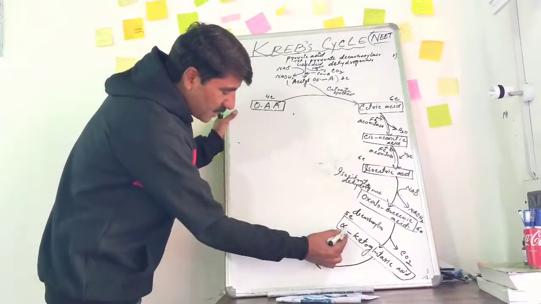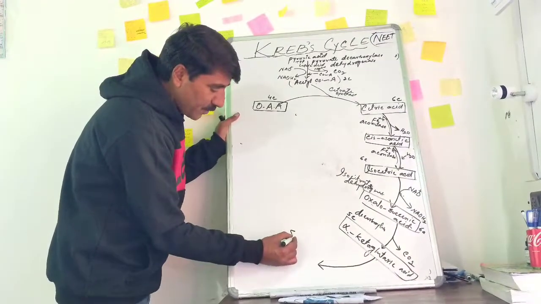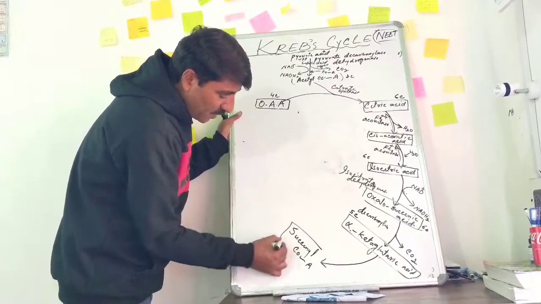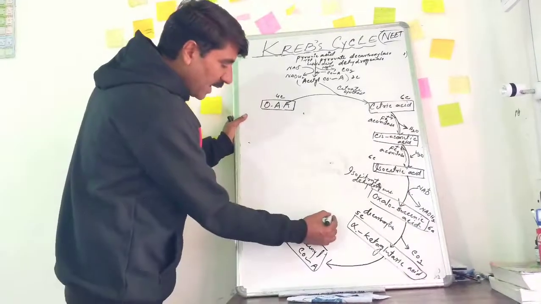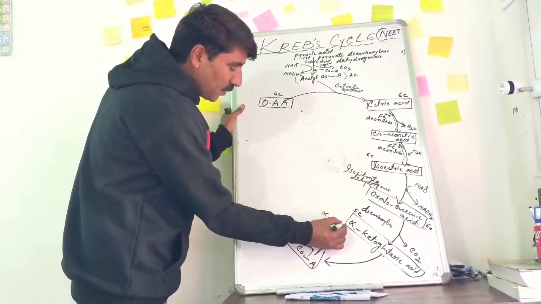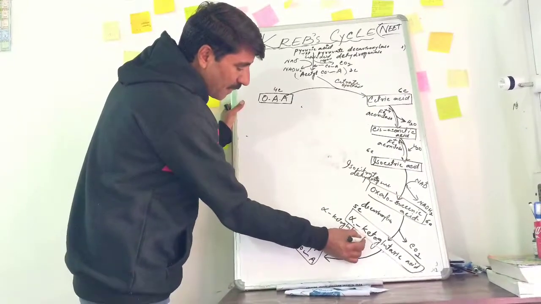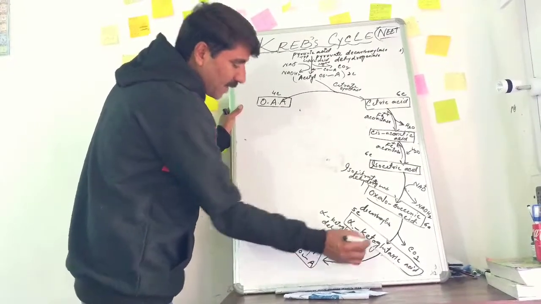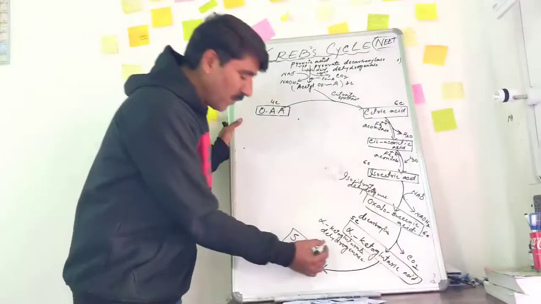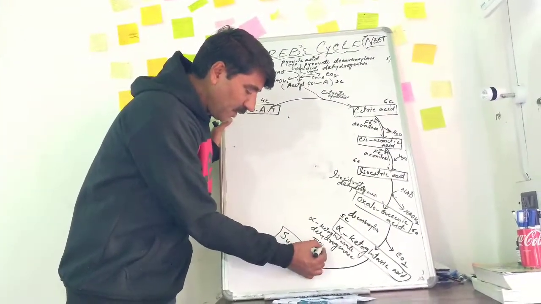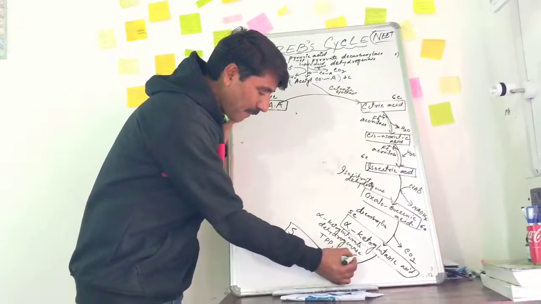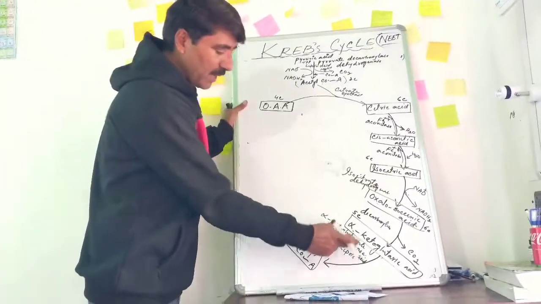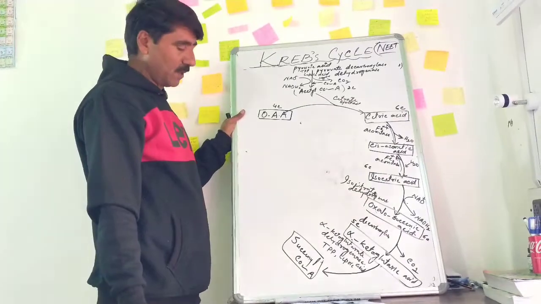Now this alpha ketoglutaric acid gets converted into succinyl coenzyme A. This reaction needs an enzyme complex, alpha ketoglutarate dehydrogenase complex. Remember, when we say complex, that means there are several prosthetic groups or cofactors attached to this, and it has TPP, it has lipoic acid. These are also present with this. This enzyme acts both as a dehydrogenating enzyme and a decarboxylating enzyme.